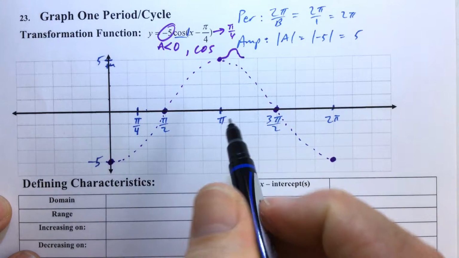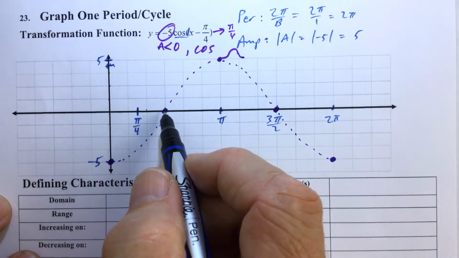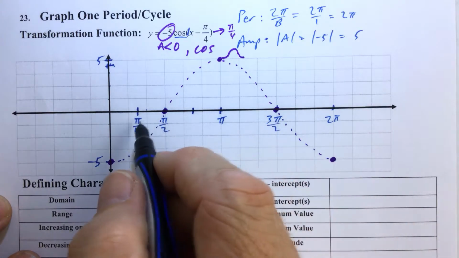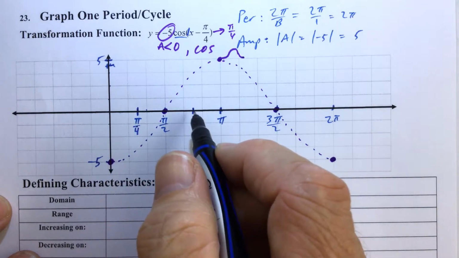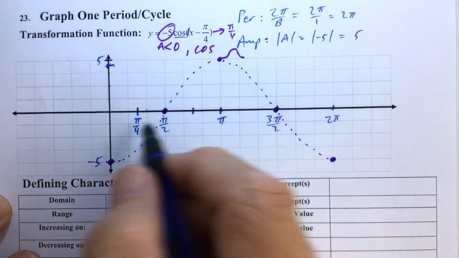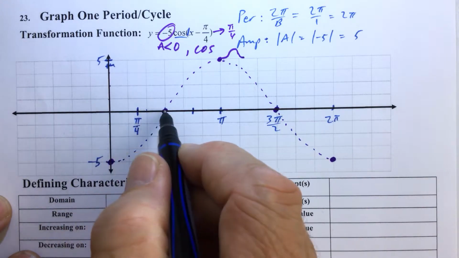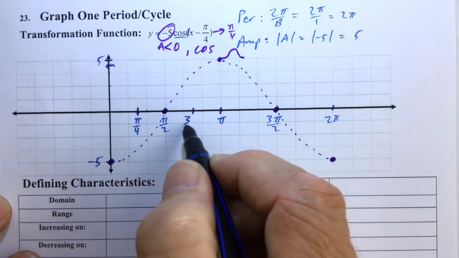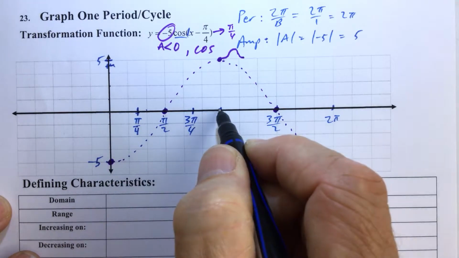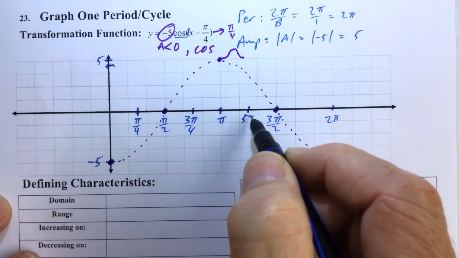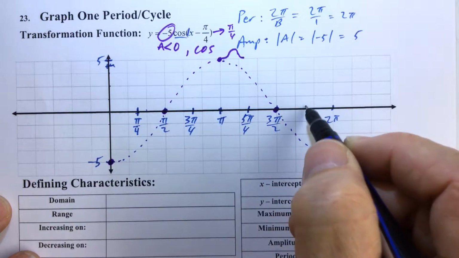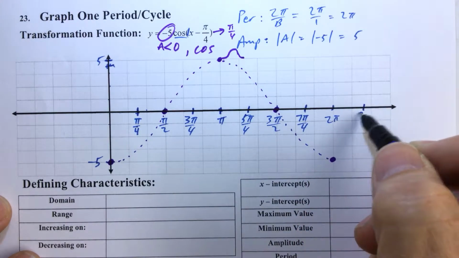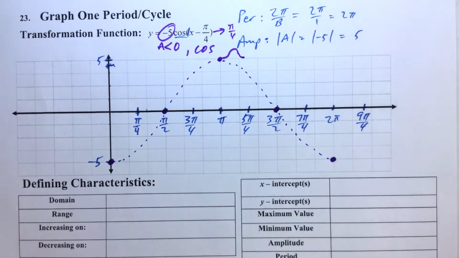So now since we have to move it to the right pi over 4, we have to create some more x values here. So 1 pi over 4, 2 pi over 4. All we're going to do is count by pi over 4s. Every little tick mark now is pi over 4 radians. 1, 2, 3 pi over 4, 4 pi over 4, 5 pi over 4, 6 pi over 4, 7 pi over 4, 8 pi over 4, and 9 pi over 4.